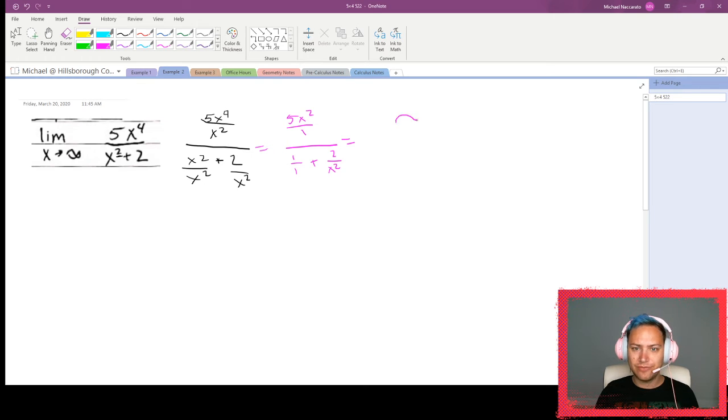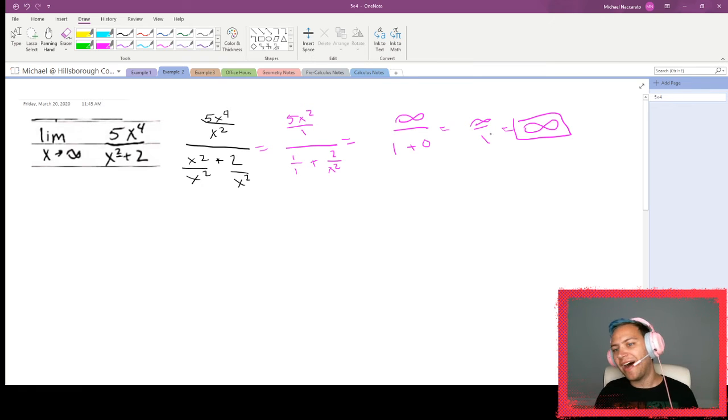Anything times infinity is infinity, so I got infinity on the top. In the denominator, I've got 1 plus, well, 2 over infinity is going to be 0, so 0. So I get infinity over 1, which we know is going to be infinity. It doesn't matter what you divide infinity by, you always get infinity. Even if you divide it by 5, it's still infinity. Infinity divided by 100 is still infinity. The only time you have to worry is if it's infinity divided by infinity.